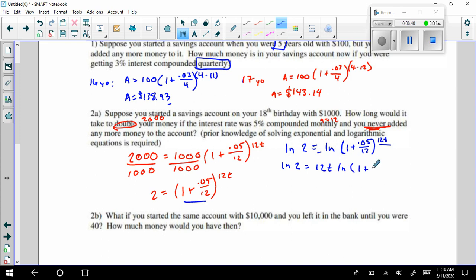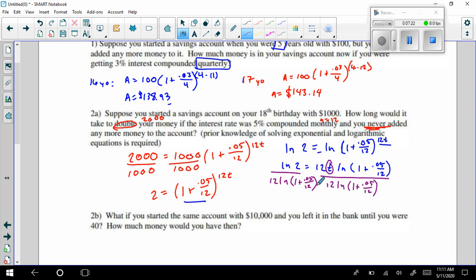1 plus 0.05 divided by 12. Again, we want this t by itself, so we're going to divide by 12 and the natural log of 1 plus 0.05 divided by 12 on both sides. And then we can just type that in our calculator, and that will give us t.